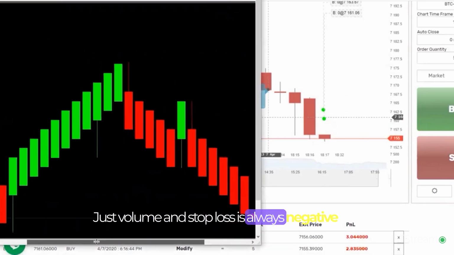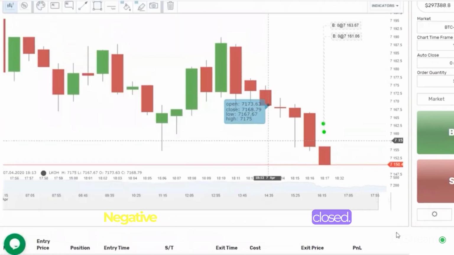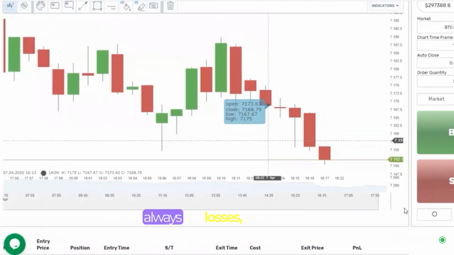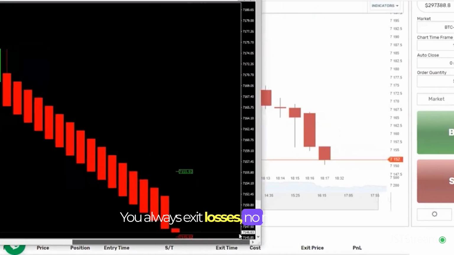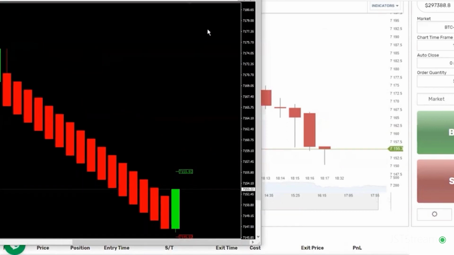So from your entry price, target is 20 points up or 30 if the market's really fast, just volume. And stop loss is always negative 10. Negative 10 on the trade. They're out, closed. You always exit losses. No matter what, don't feel like the market owes you anything. Get out of trades instantly.